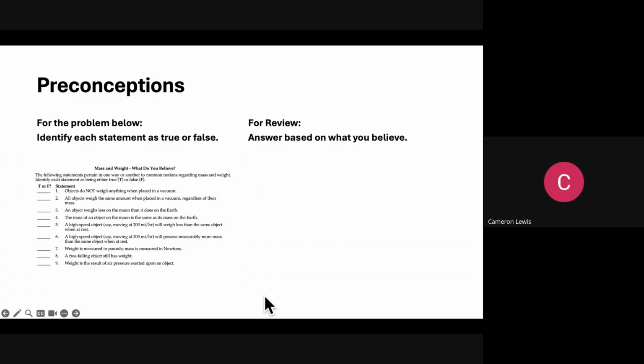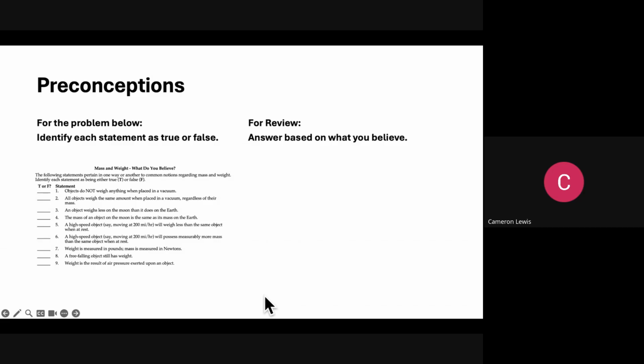So take that and go to the next one, right? A high-speed moving object, say moving at 200 miles per hour, will possess measurably more mass than the same object when at rest. False. So back to back, we got false. I'm not giving answers. I'm just repeating what y'all saying. Weight is measured in pounds. Mass is measured in newtons. True or false? False. Why do you say false?